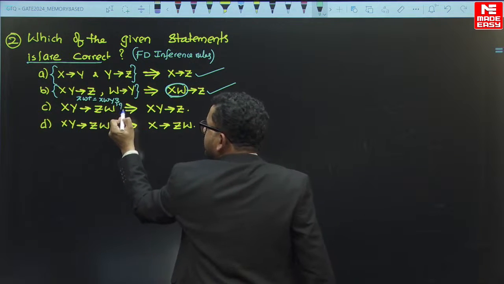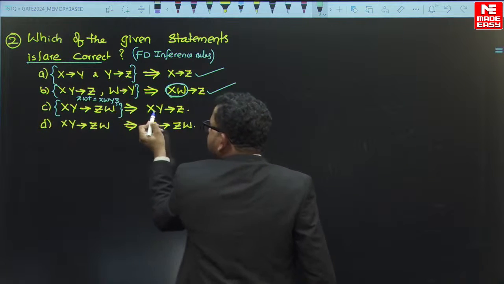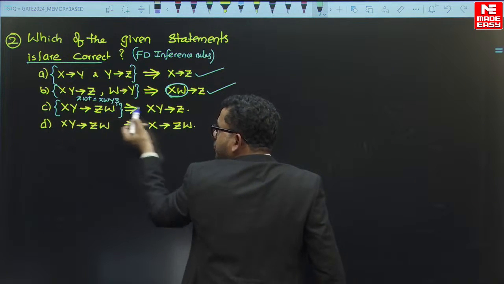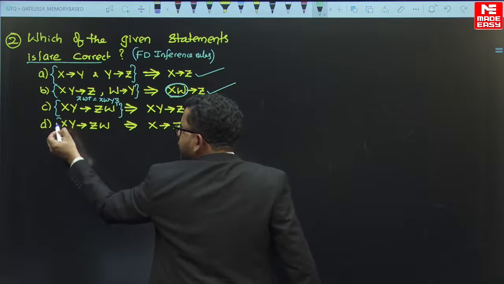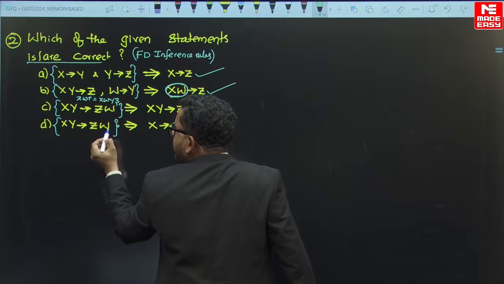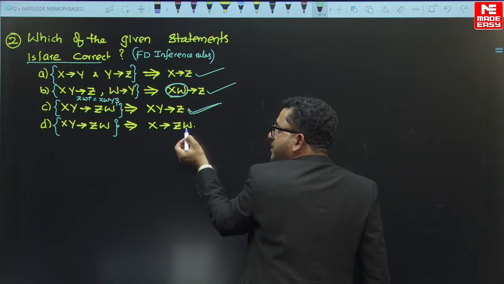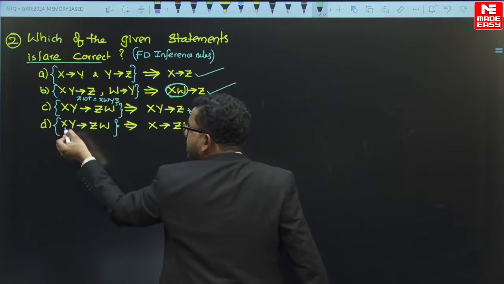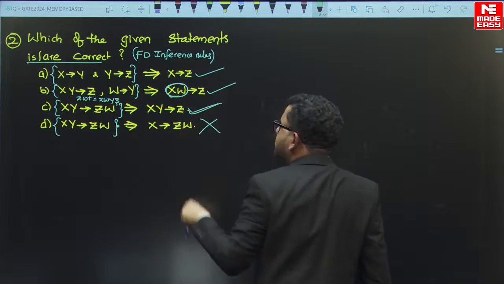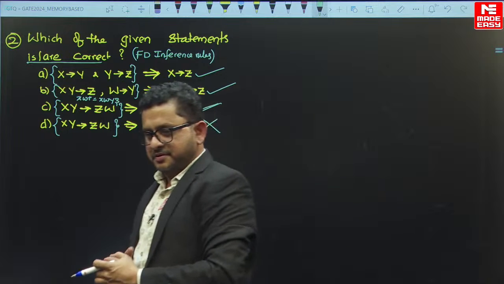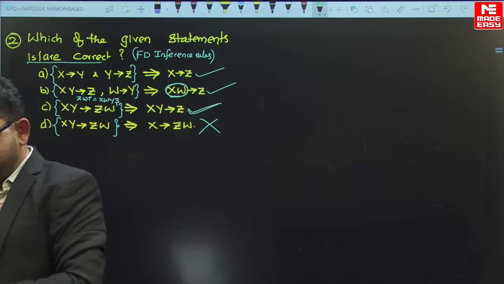Assume this is the given FD set; then this is a split rule, which is also a correct inference rule. See here, XY combined determines ZW, but X alone does not determine ZW. Even if you take the X closure on the left side, you will not get ZW. So D is the false statement. ABC.